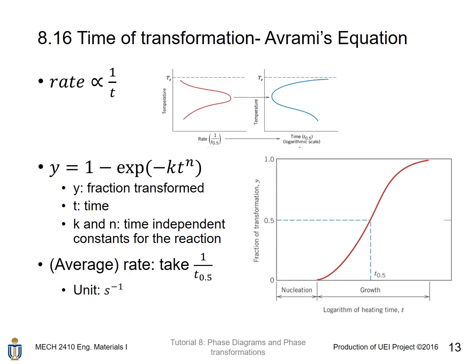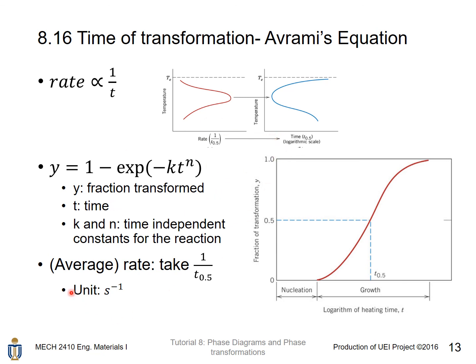Time of transformation. Avrami's equation. Rate is proportional to 1 over t, and we define the rate using such a definition. And using Avrami's equation, y is equal to 1 minus e to the power negative kt to the power n. K and n are two time-independent constants for the specified reaction. Y is the fraction transformed, and t is the time elapsed.